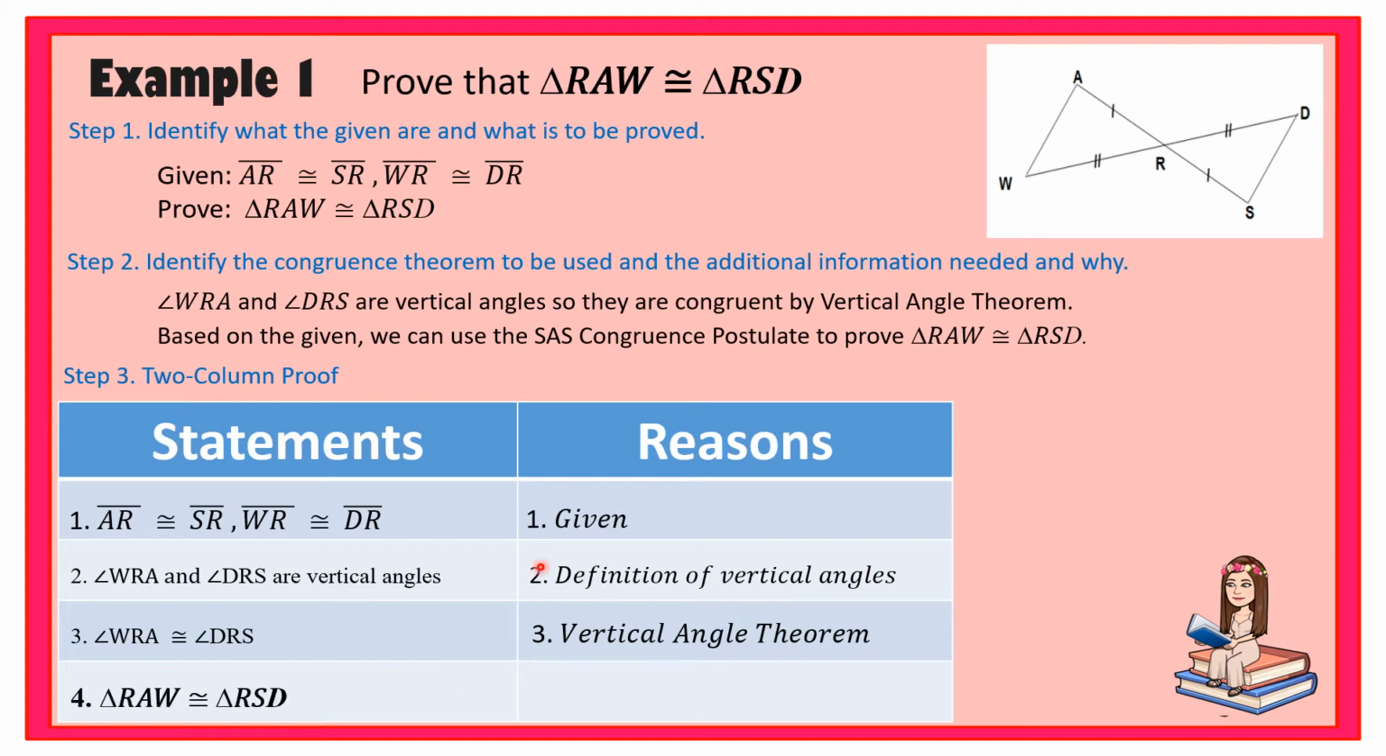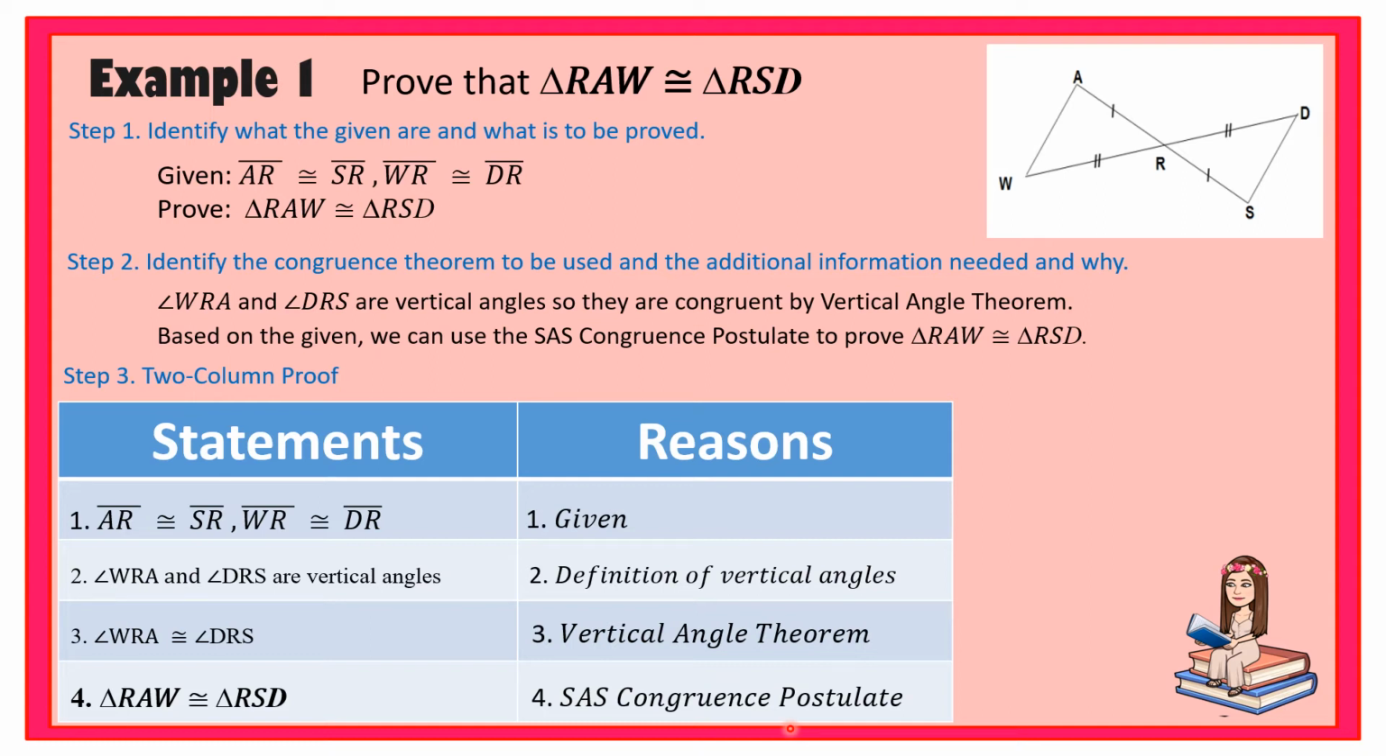And then, of course, with that, triangle RAW is now congruent to triangle RSD. Paano ko nasabi? Yung ating plano, SAS theorem. Paano naging SAS yan, ma'am? We have the side, the angle, and the side. Sa kabila din, side, angle, side. So we have SAS congruence postulate. I hope you got that one.